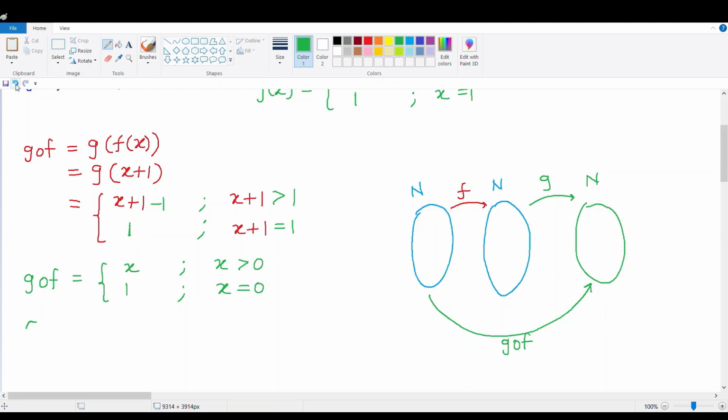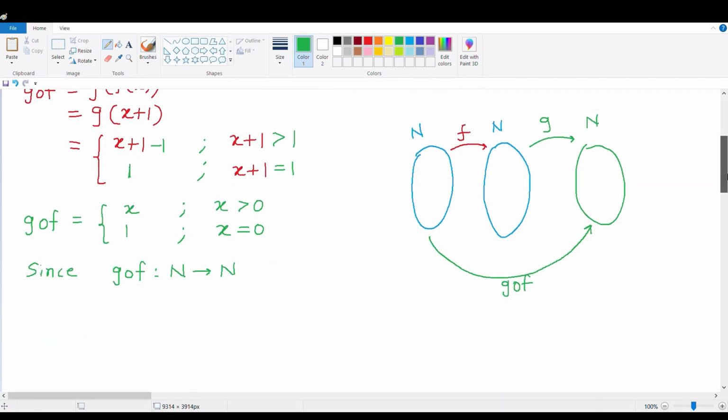And since g of f is n to n, g of f is going to be what? x when x is greater than 0. I don't even have to write this. Why? Because we have n. N means greater than 0 only, right? So I can just ignore writing this since our domain is n. N is already greater than 1, so we don't need to justify that.